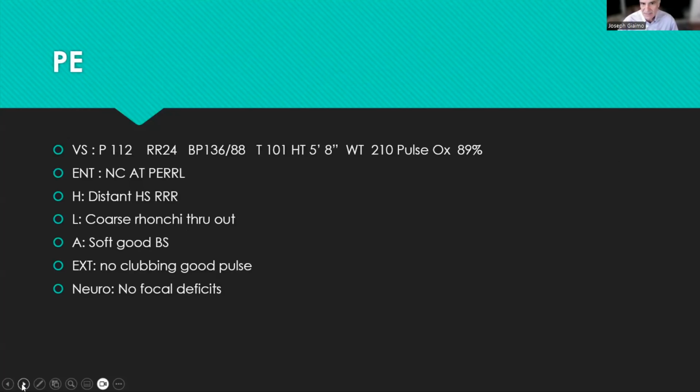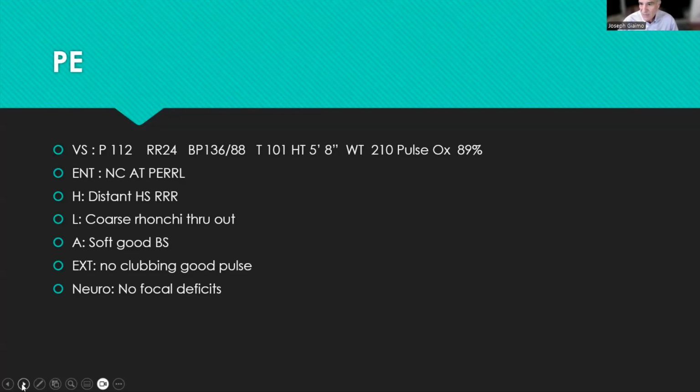Next slide, please. These are his vital signs. He's a little tachycardic with his pulse rate of 112. His respiratory rate is tachypneic. His blood pressure is a little elevated. He has an elevated temperature of 101. He's a little portly. He's 5'8" and 210 pounds. And his O2 sats are 89%.